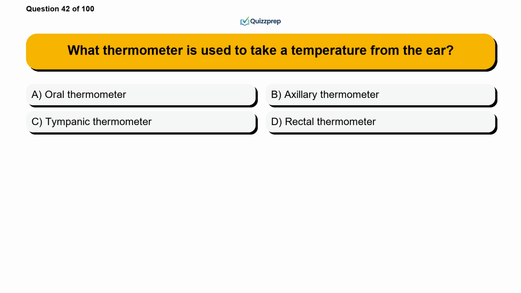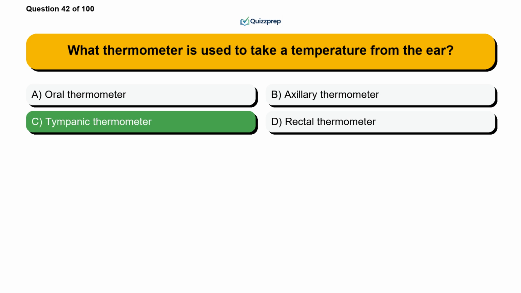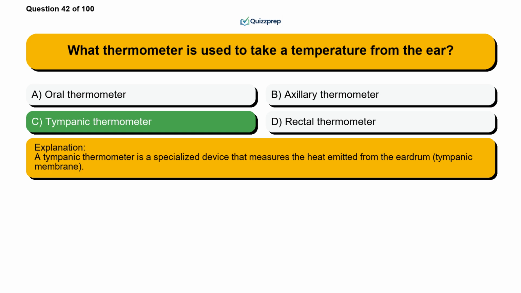Question 42. What thermometer is used to take a temperature from the ear? Option A, oral thermometer. Option B, axillary thermometer. Option C, tympanic thermometer. Option D, rectal thermometer. The correct answer is option C, tympanic thermometer. A tympanic thermometer is a specialized device that measures the heat emitted from the eardrum, tympanic membrane.